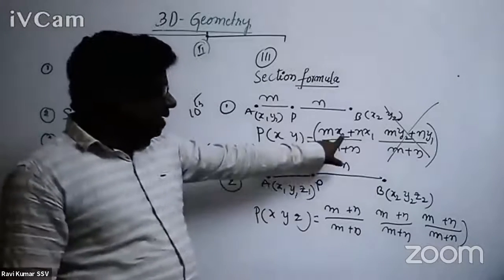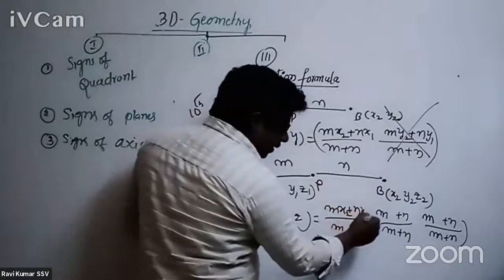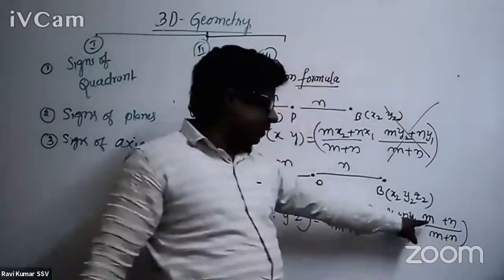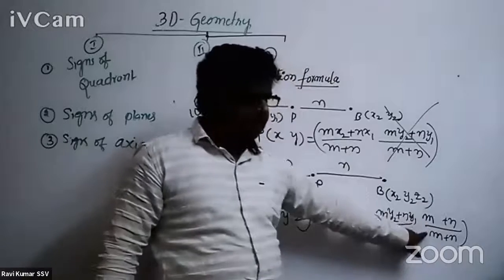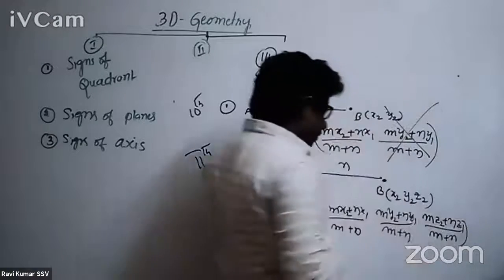So how we wrote here, in the same way, x2 and x1, y2 and y1. What will come here? Z2, Z1. Yeah, Z2 and Z1. So that's the formula.